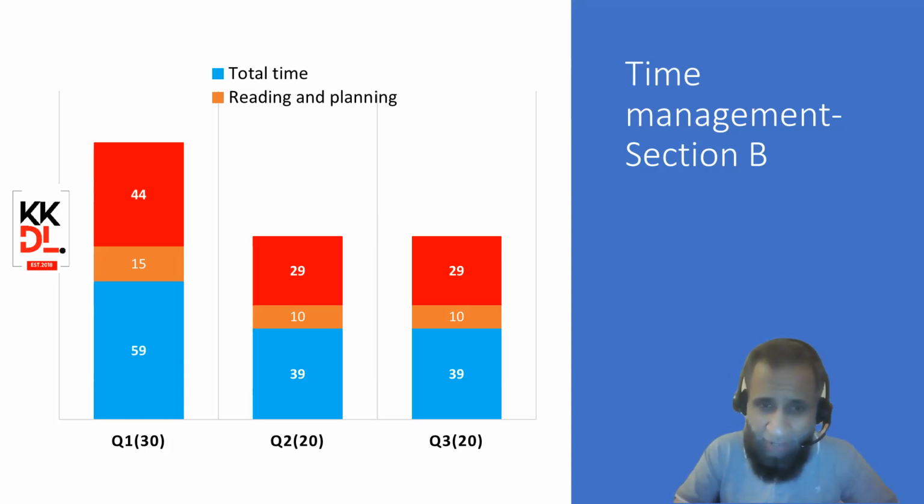Same goes with question 2 and 3, where you have a total time of 39 minutes, out of which you can see the orange bar, which is 10 minutes of reading and planning time, and again, 29 minutes of writing time for each of question 2 and question 3.